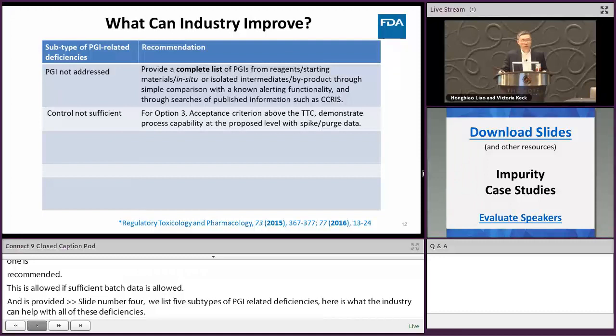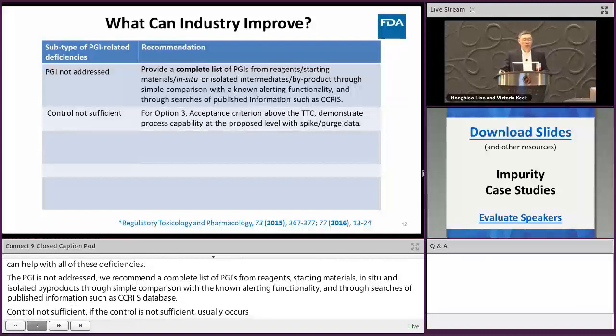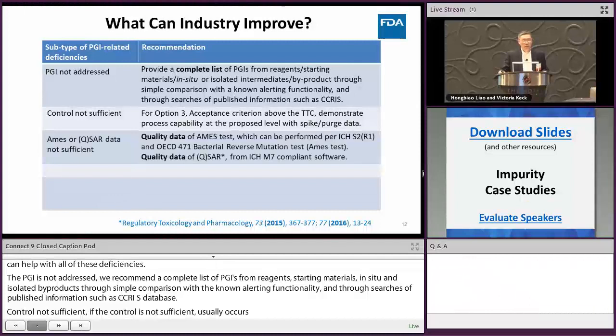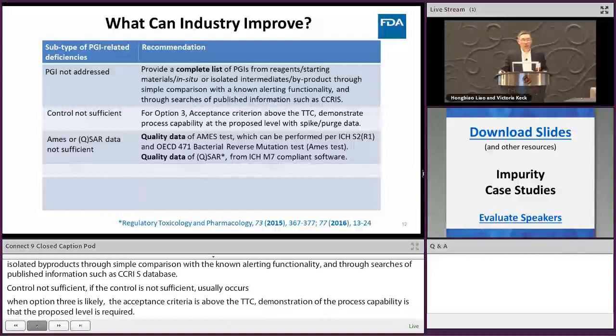Control not sufficient usually occurs when option 3 is selected. Because acceptance criteria is above TTC, demonstration of process capability at the proposed level is required. Regarding Ames or QSAR data not sufficient, Ames tests should be performed per ICH S2 and OECD 471 guidelines. QSAR analysis should also be carried out with ICH M7 compliant software.